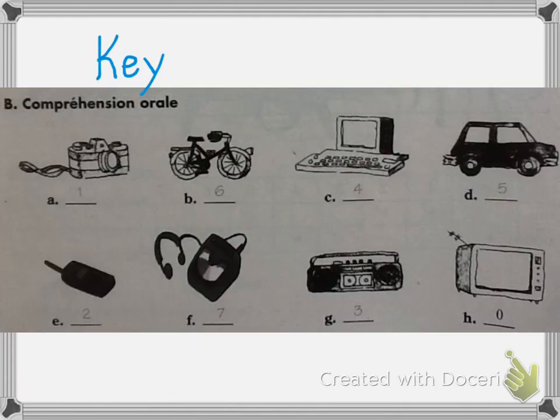Now check your answers. You should have written A1, B6, C4, D5, E2, F7, and G3.